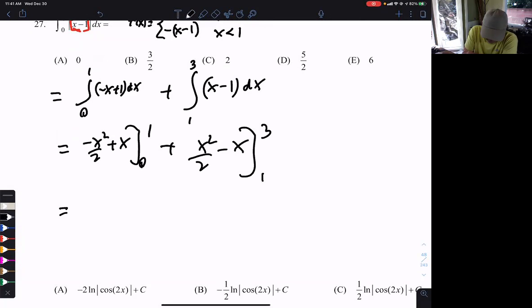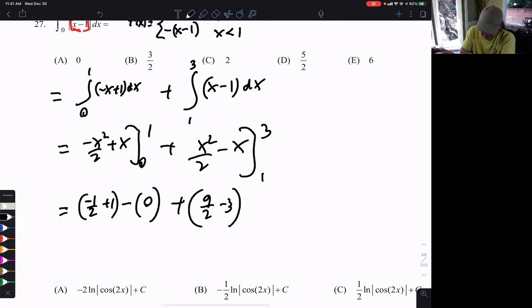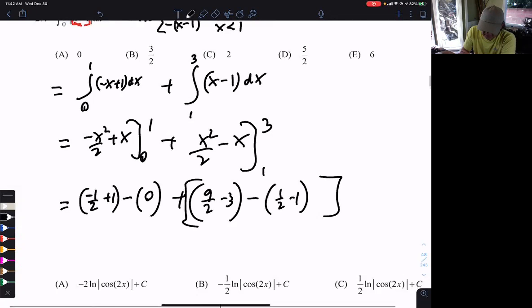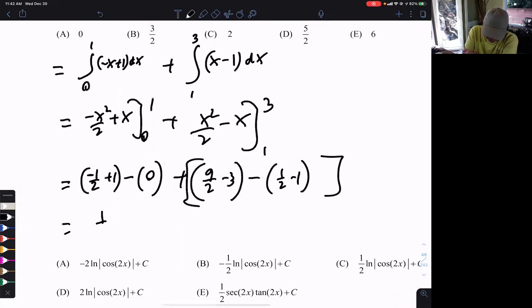I'm going to plug in the 1 first. So it's going to be negative 1/2 plus 1 minus 0. I'm going to plug in a 3. That'll be 9/2 minus 3 minus, then I'm going to plug in 1, 1/2 minus 1. And then hopefully get the answer. That's going to be 1/2.